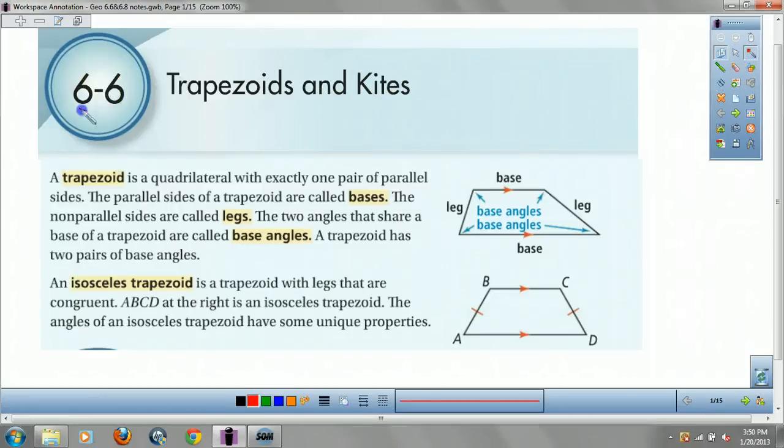Today we are looking at 6.6 trapezoids and kites. Okay? Hopefully it's windy out or else this lesson just won't fly. I'm sorry. What is a trapezoid?